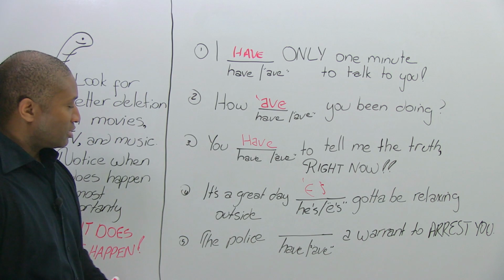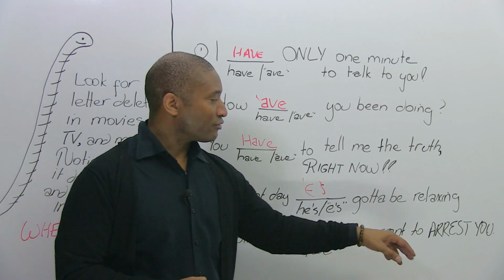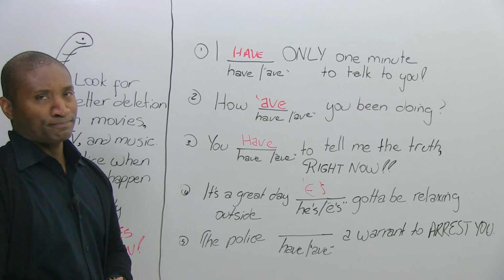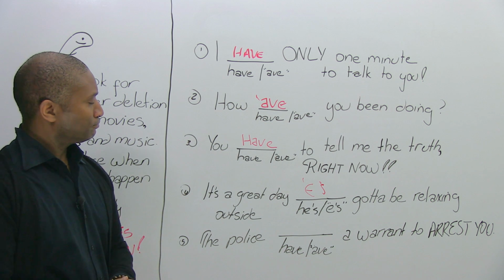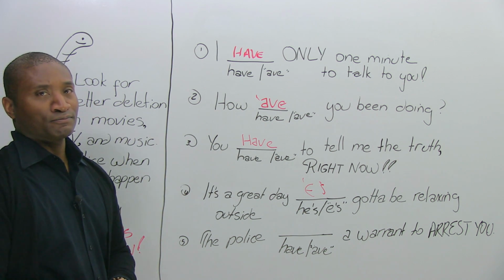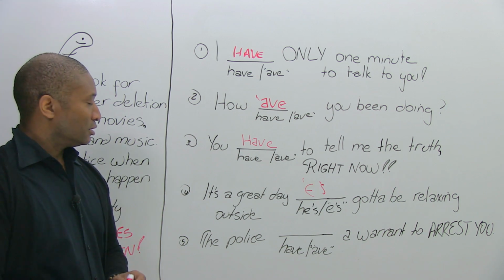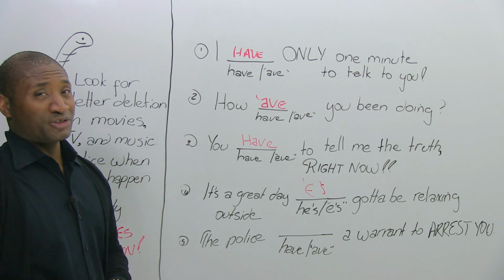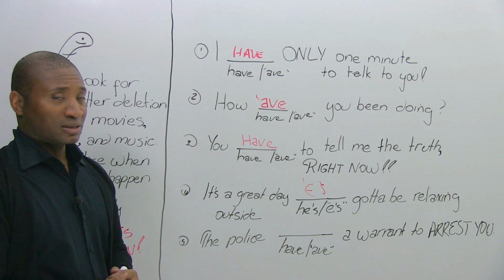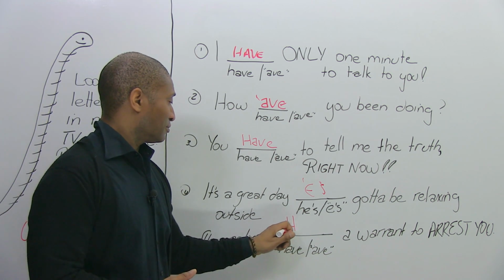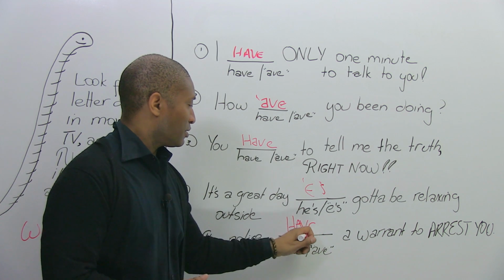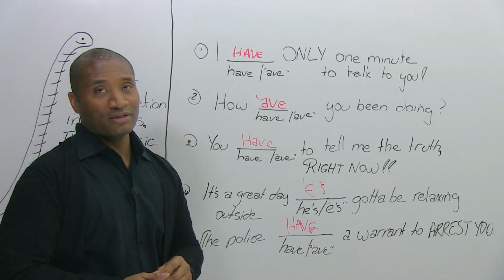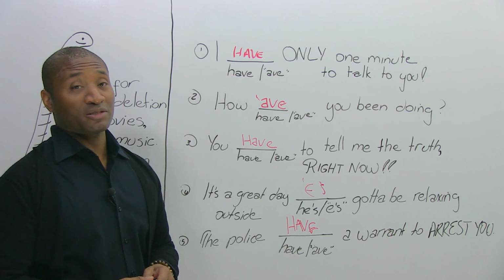And finally, the last one. Think carefully on this one, right? The police are warranted to arrest you. What would that be? Okay, a couple things to think about. The police, that's kind of serious, isn't it? And arresting you, going to jail? Yeah, I know you got it right. Have. The police have a warrant to arrest you, right? They don't say, police've a warrant. No, it's not friendly. You're going to jail. This is some serious business, okay?